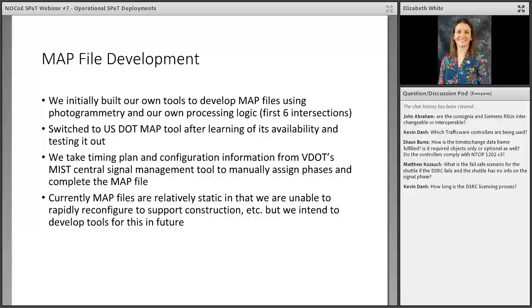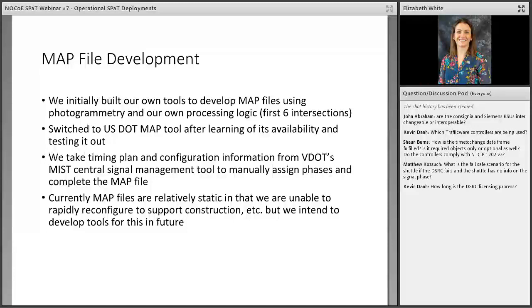So once we have the map file developed in terms of where the lanes and approaches are, we take an output of the tool that VDOT uses called MIST, the VDOT Central Signal Management System that they use to update and control all their timing plans on the 1,400 intersections that they have in the northern region operation. And we're able to get that timing plan information out of the MIST system and manually assign phases and complete the map files that way.